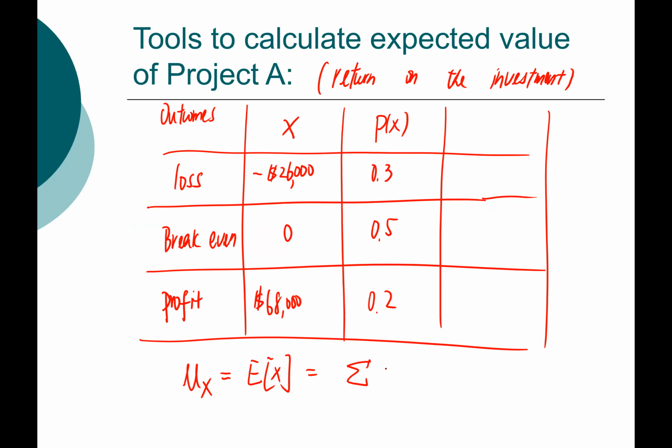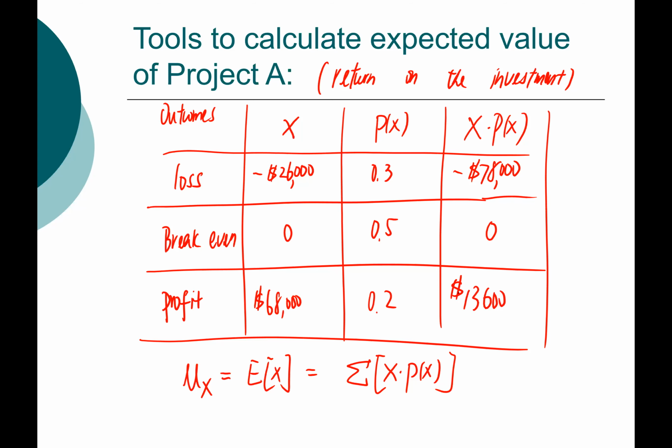So now the expected value formula of average return equal to expected value is just going to be X times P of X. That means we need one more column, which is X times P of X. This is where the average return comes in. So you multiply negative 26,000 by 0.3. That will give us the expected return for the first outcome, which is negative 7,800. Under the loss case, on average, you are losing 7,800. And break-even case will be 0, no gain, no loss. For the profit case, it will be 68,000 times 0.2, and that's 13,600.